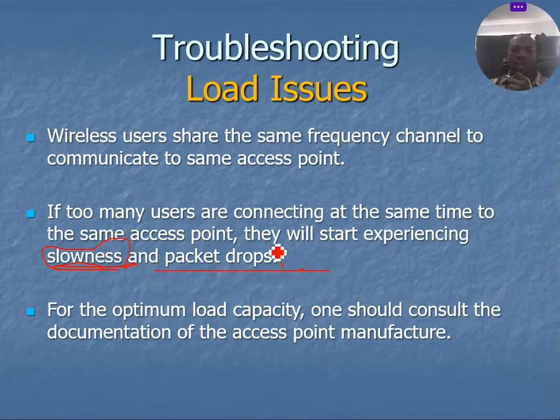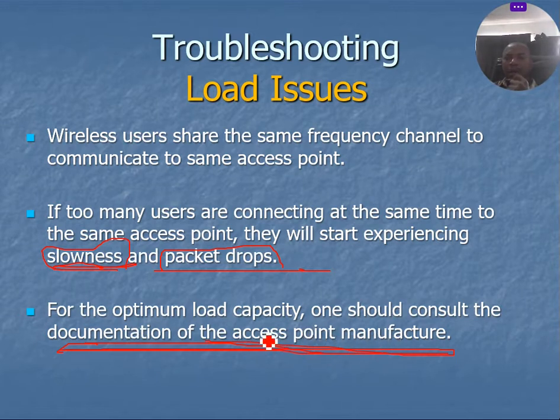There may also be another issue called packet drops, okay. So if you have many users in your location trying to access at the same time, there may be slowness and packet drops. Now, for optimal load capacity, one should consult the documentation of the access point manufacturer. If you want to know the maximum number of users that can transmit at the same time on a single access point, then you should consult the manufacturer of the access point, okay?